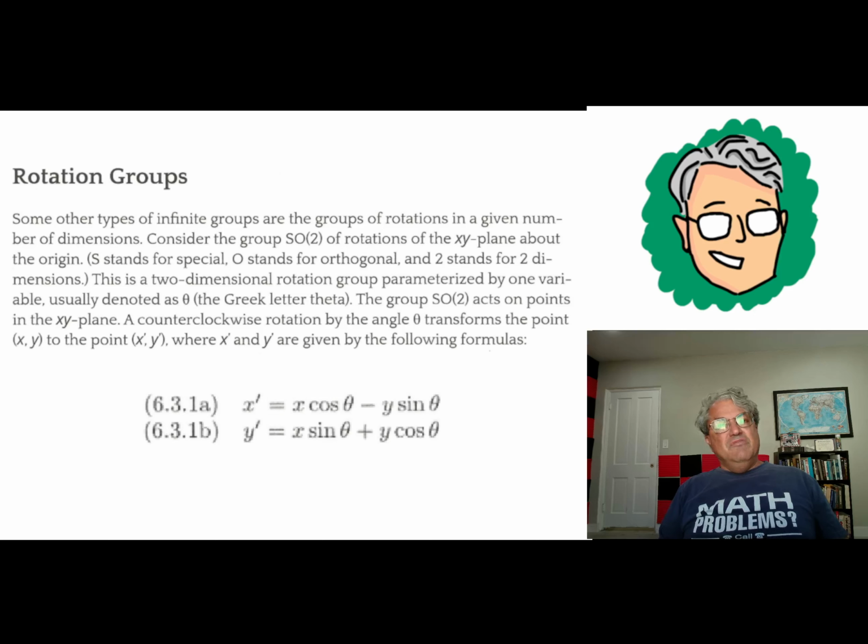SO(2) is the set of 2 by 2 orthogonal matrices with determinant 1. You probably didn't even know what that meant. But you could write this matrix with cosine theta in the upper left, minus sine theta in the upper right, sine theta in the lower left, and cosine theta in the lower right. And this set of matrices of this form, where theta is an arbitrary real number, forms a group.